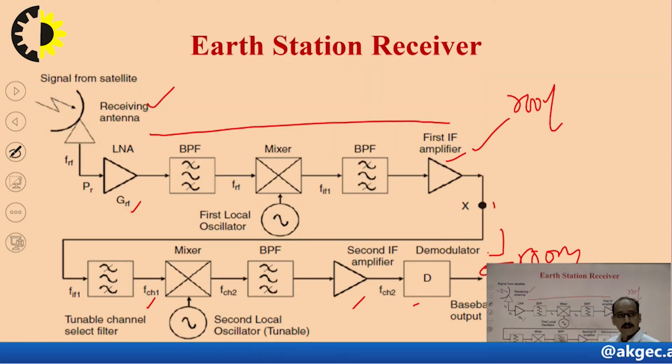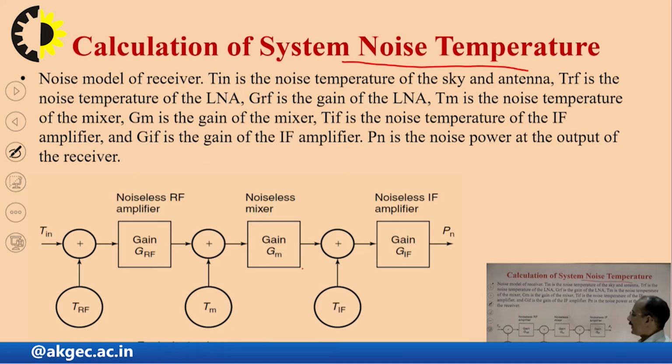You are creating the noise model of this receiver, in which you are going to remove all physical parameters. You are only representing the individual blocks which are creating any type of noise, and you are taking that calculation from this side. In this you can see that these are the different portions. Each portion is giving an equivalent noise source.